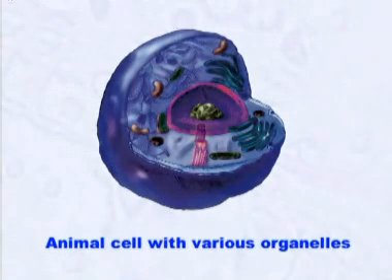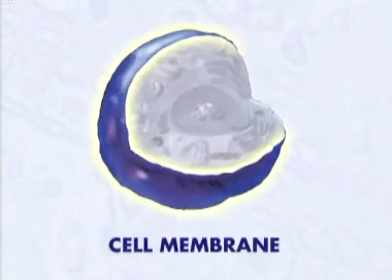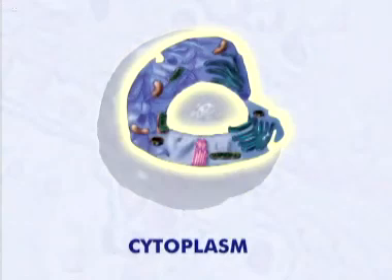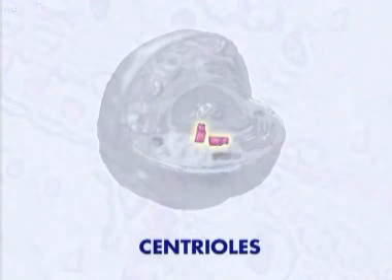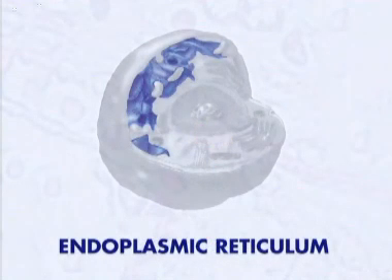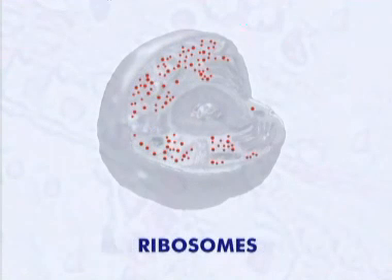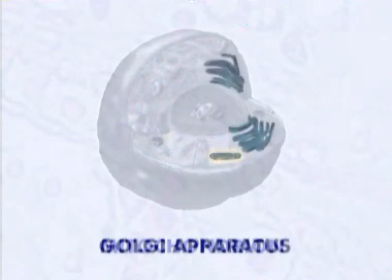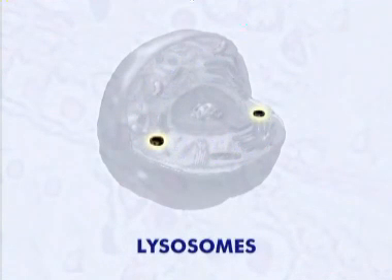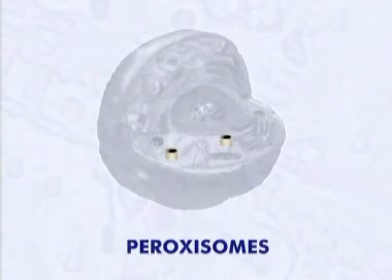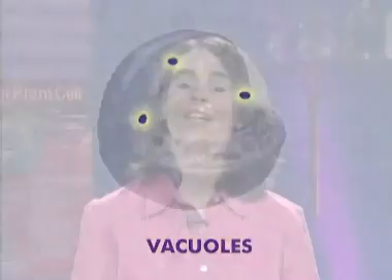We're going to review most of those basic structures: the cell membrane, cytoplasm, nucleus, nucleolus, centrioles, endoplasmic reticulum, ribosomes, mitochondrion, Golgi apparatus, vesicles, lysosomes, peroxisomes, and vacuoles. Keep in mind that some cells have all of these parts, while other cells may only have a few. Nevertheless, it's important to know each one.